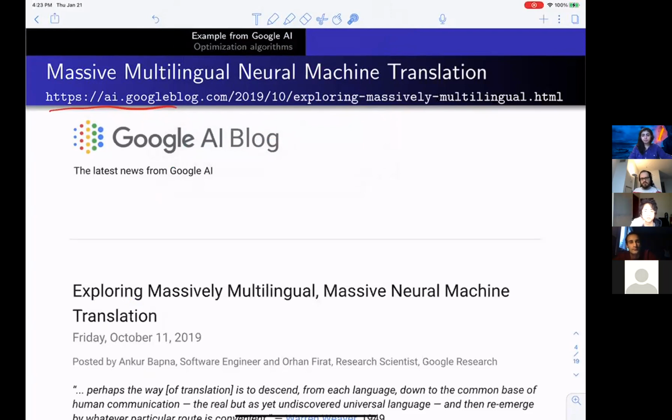So imagine you have many, many different languages on planet Earth, right? There's English, French, Dutch, etc. And imagine your goal as Google is to translate between every language to every language. Then this is what this paper is trying to do. It's called Exploring Massively Multilingual Massive Neural Machine Translation. So it's called machine translation, the problem, right? Translating between two languages.